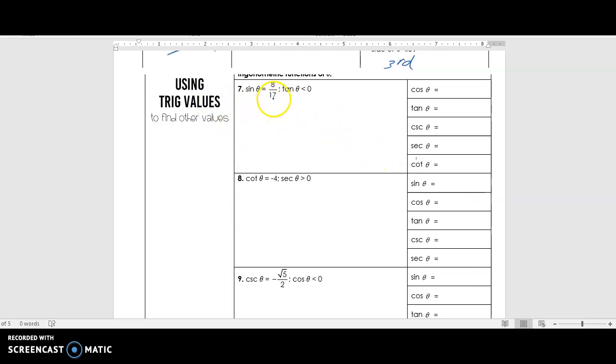So sine theta is 8/17. First of all, if you see sine is positive, this is positive, there is no negative sign here, so definitely it could be in the first or the second quadrants. But looking at tan theta being less than 0, it cannot be in the first quadrant, so this must be in the second quadrant. Okay, so second quadrant.